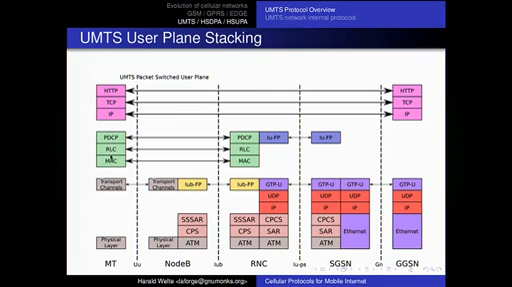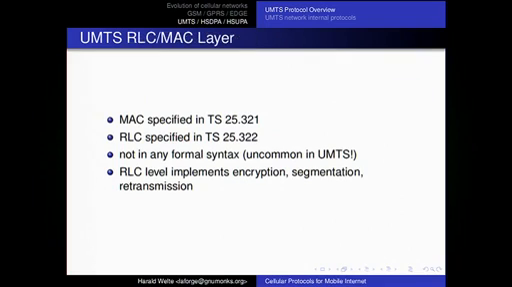Then again, you can encapsulate your higher level protocols inside the PDCP protocol. MAC layers are specified in some specs. They have fancy numbers. The RLC takes care of encryption. So the encryption is one level lower than in the GPRS networks. Also takes care of segmentation, retransmission, and so on.